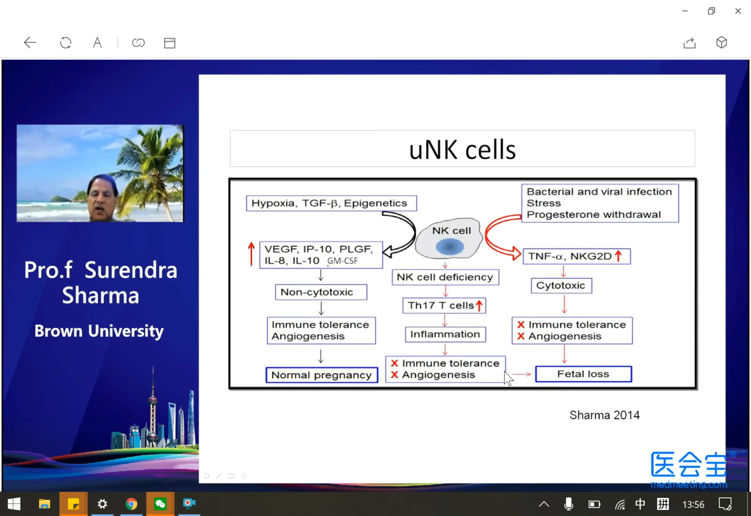On the other hand, deficiency in these cells can also help the propagation of T helper 17 T cells, which can contribute to further inflammation and blunt immune tolerance and angiogenesis. So these cells are quite important, by virtue of being regulatory in nature and in their functional phenotype, and they also represent the predominant immune cell type at the maternal-fetal interface. So they play a major role in a normal pregnancy outcome.